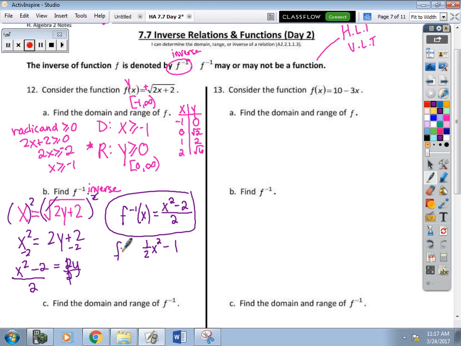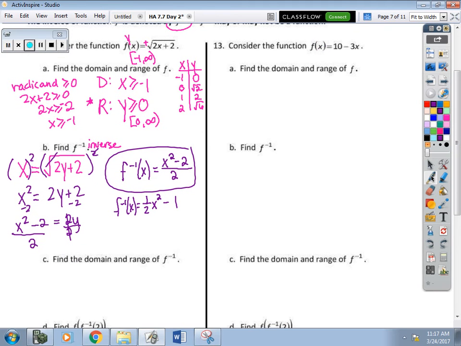Then it asks us to find the domain and the range of the inverse. Now, who remembers yesterday, whenever we had the inverse and the original, what happened with the domain and range? They reversed, okay? So to find the domain and range of the inverse, all you have to do is look up at the original and reverse them. So the domain will become the range and the range will become the domain.